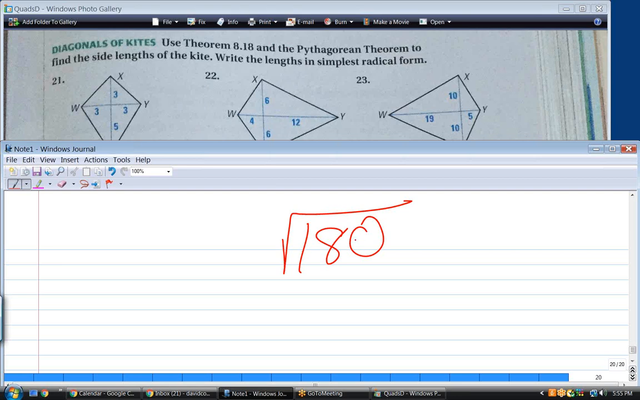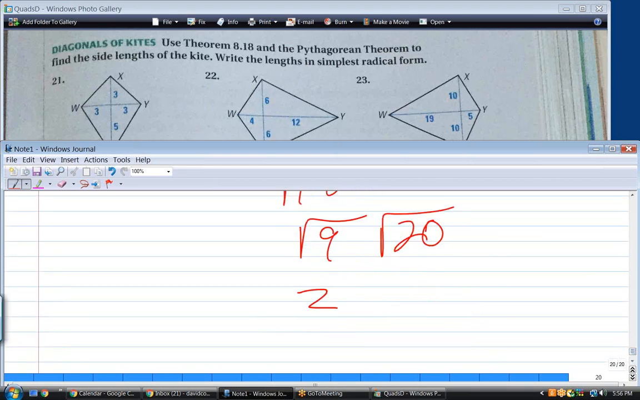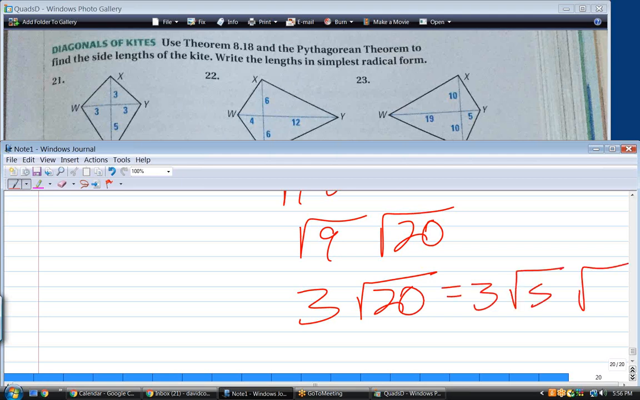So yeah, that's divisible. That's the square root of 9 times the square root of 20. So that would be 3 root 20, but is that simplified? Nope. That's 3 times what? 5 times 4. So what's the final answer? 3 square root of 5 times 2. Well, just multiply the 2 times the 3, which would be 6.